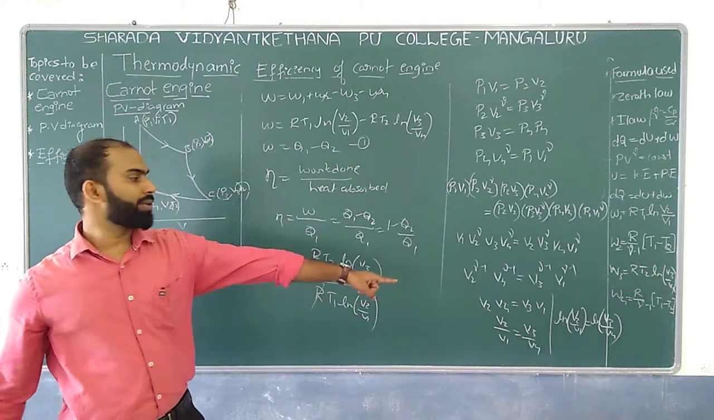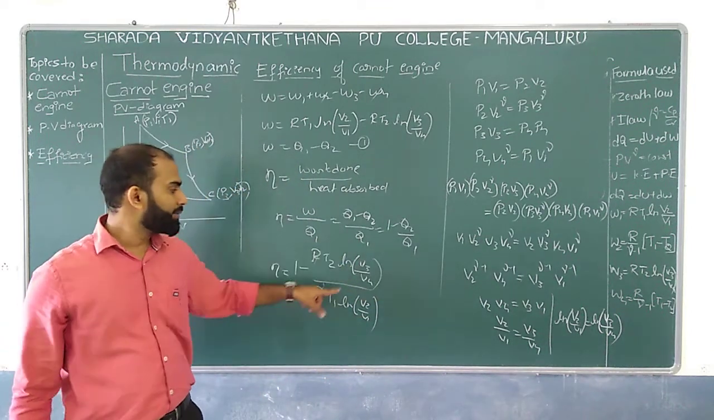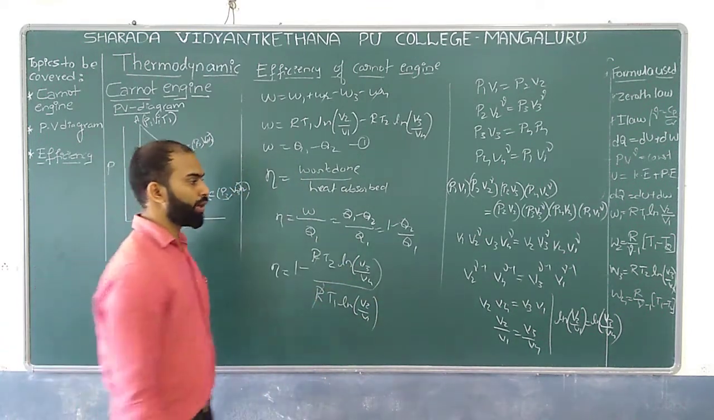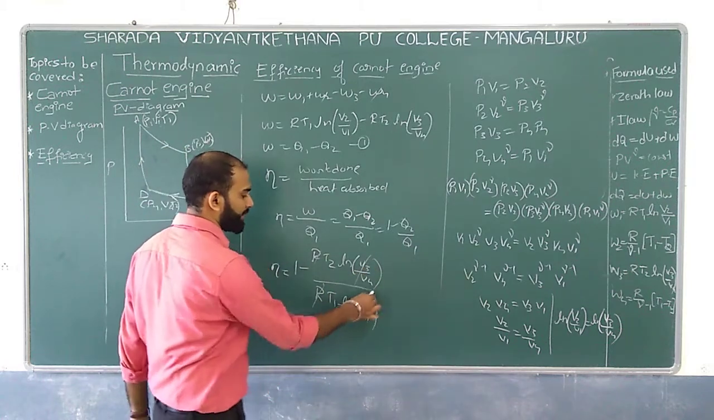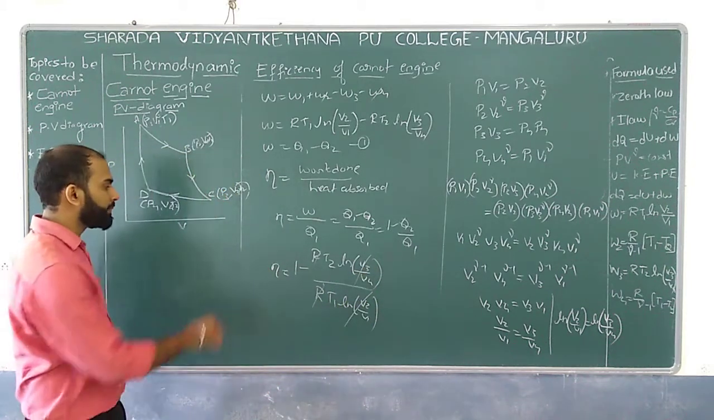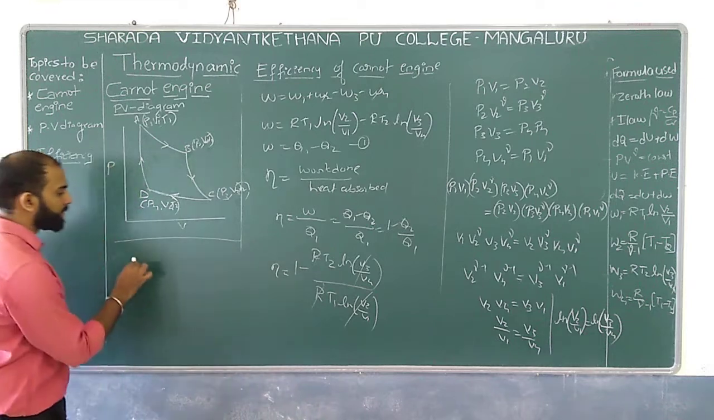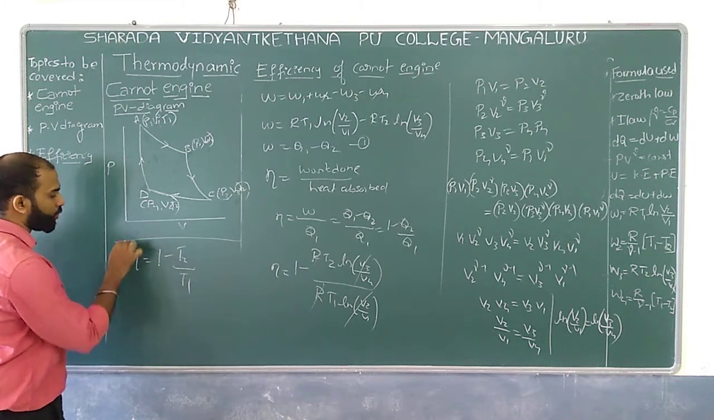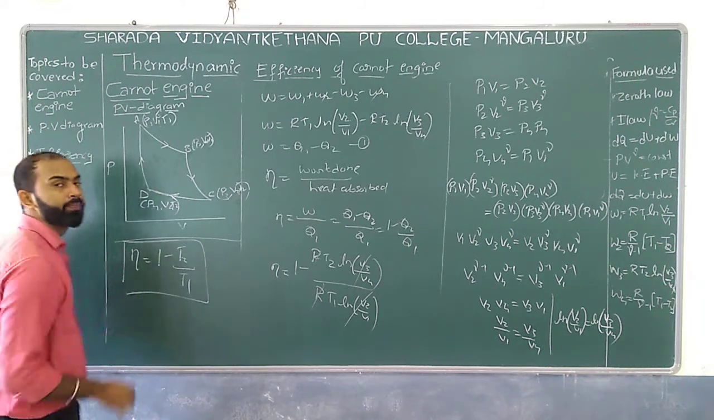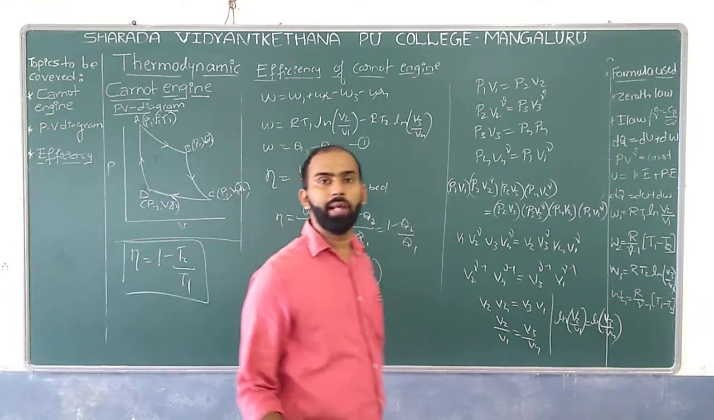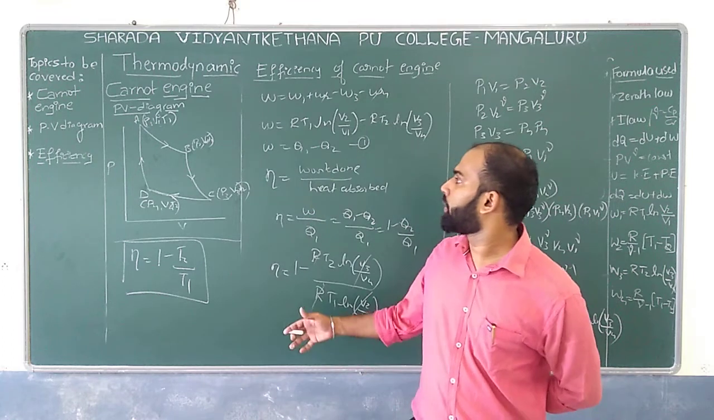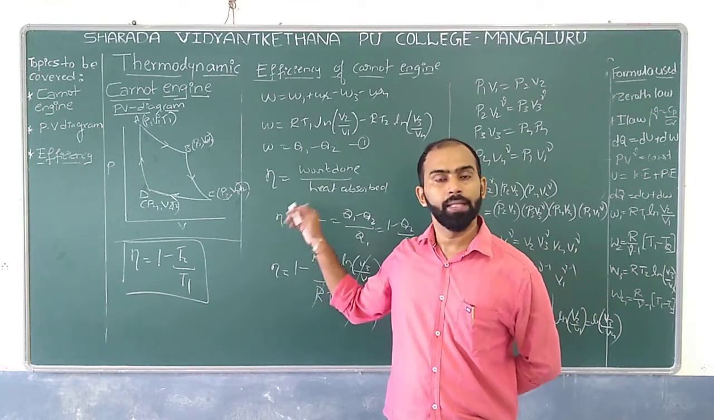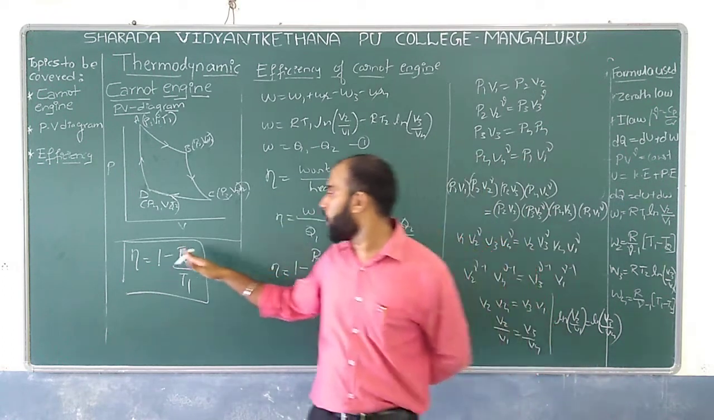So don't you think there is an equation which proves that these terms will get cancelled? According to that relation, this will get cancelled. What is remaining over here? Eta is equal to 1 minus T2 by T1. So this is the efficiency of the Carnot engine. Similarly, we also have 1 minus Q2 by Q1.